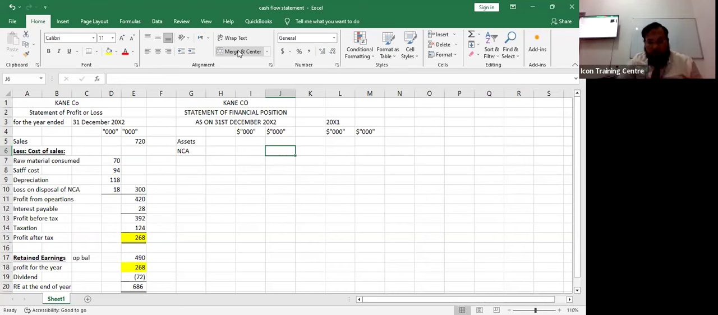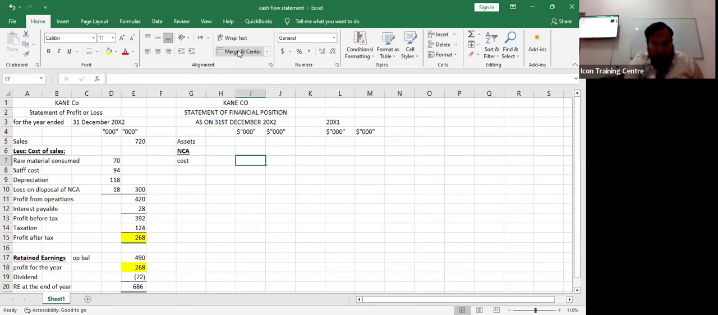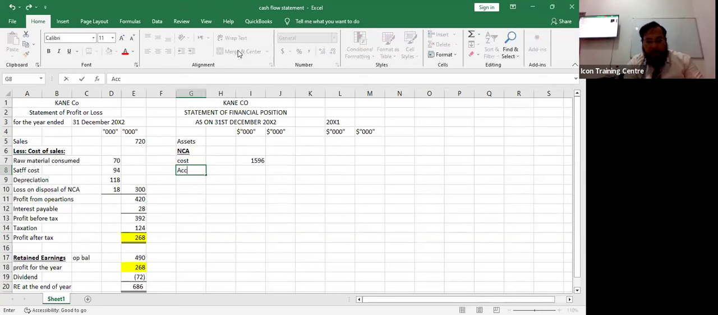Okay, first we have cost, right? How much is the cost? 1596. Then we have accumulated depreciation, right? And how much is that?